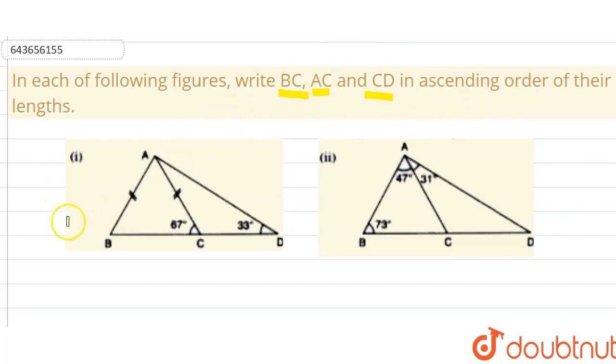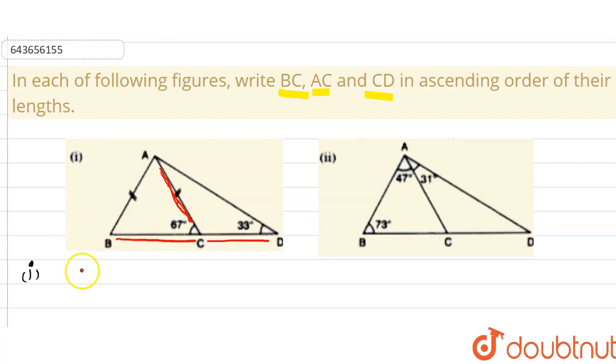Okay. So let's observe the first part. In the first part, first of all, try to find out the remaining angles. Let me mark the sides which we have to correlate here. They are asking about sides BC, AC and CD. We have to write these three sides in ascending order: which one is smallest, then greater, and then the greatest. So first try to find out the remaining angles.